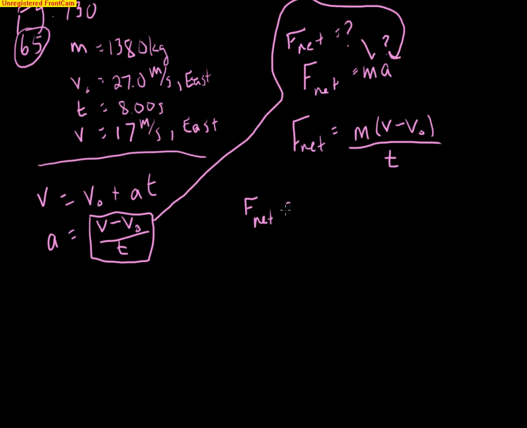So now we can plug in all of our numbers. We have 1,380 kilograms times, V was 17, not 27. So we have 17 meters per second. I'm ignoring sig figs here for the sake of fitting it all on the page. And then divided by our time.